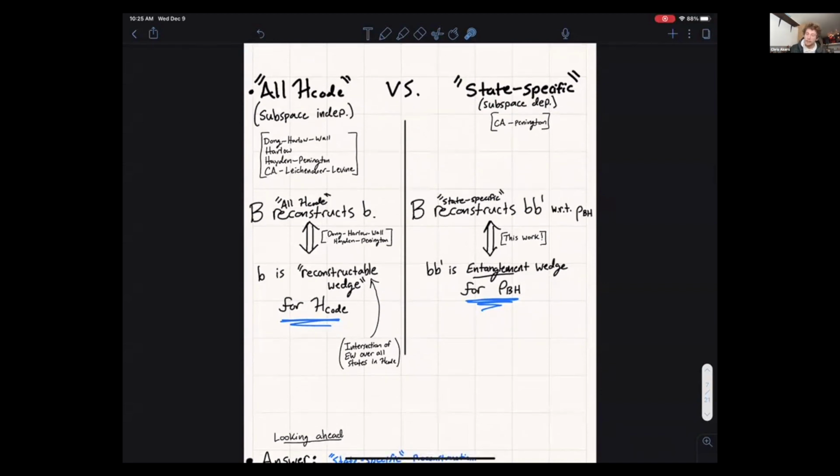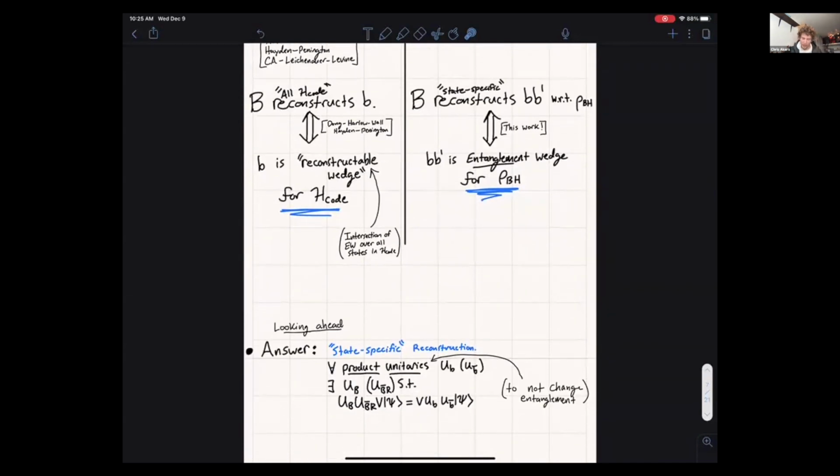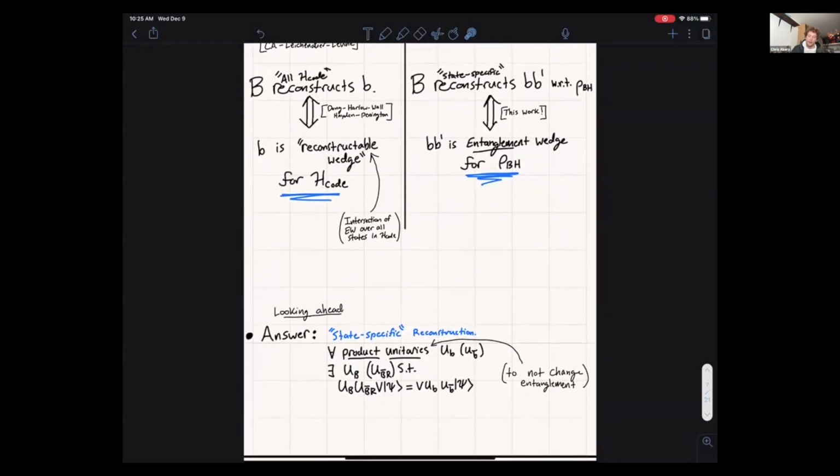So what is the weaker, state-specific sort of reconstruction that we're looking for, or that is in our theorem? I'll just flash the answer and I'll explain it in more detail when I actually present the theorem. But it's this. First of all, you're not able to reconstruct all operators. You're able to reconstruct product unitaries. This is what you're guaranteed. So these are unitaries in the bulk that factorize across different bulk points, or unitaries on the inputs of the isometry that factorize across the inputs.